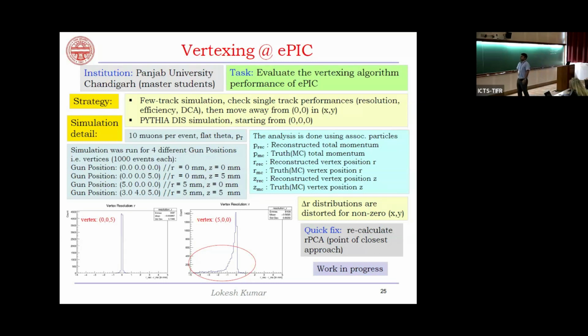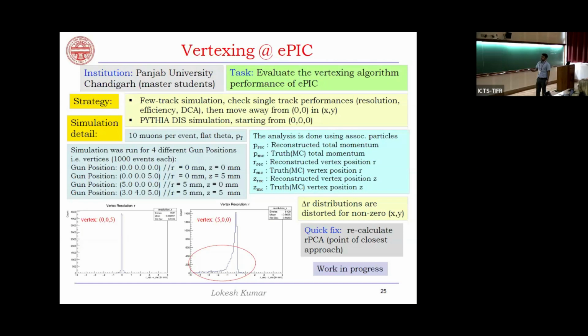Our task is to evaluate the vertexing algorithm performance of EPIC. The strategy is that one of the students will do the few-track simulation, checking single track performance, resolution, efficiency, and DCA, first at the (0, 0) vertex and then moving away from (0, 0) in the XY direction. Another student is working on Pythia DIS simulation, starting from (0, 0) and later on she will also move away from (0, 0).